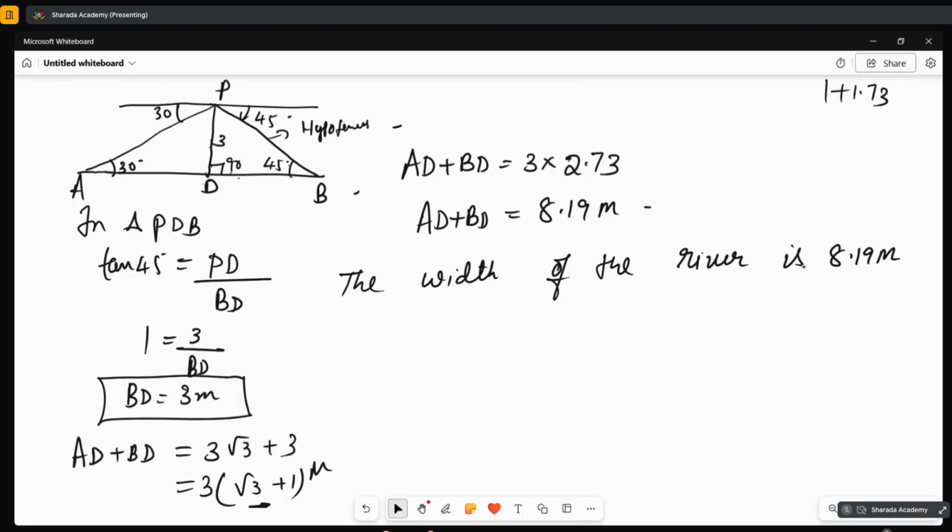Write down. Start with exercise 9.1. 3 into, see here, 3 root 3 plus 3. I have taken 3 common. Here root 3 is there, 3 into 1. So if I take 3 common, here root 3 plus 1. Root 3 is 1.73 plus 1, so it is 2.73. So 3 into 2.73. Or you can do 3 into 1.73 and then add 3. That is also the same thing you will get.